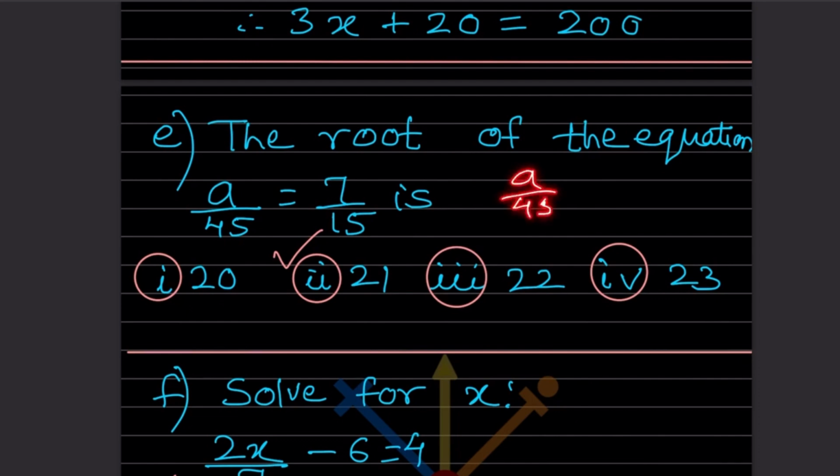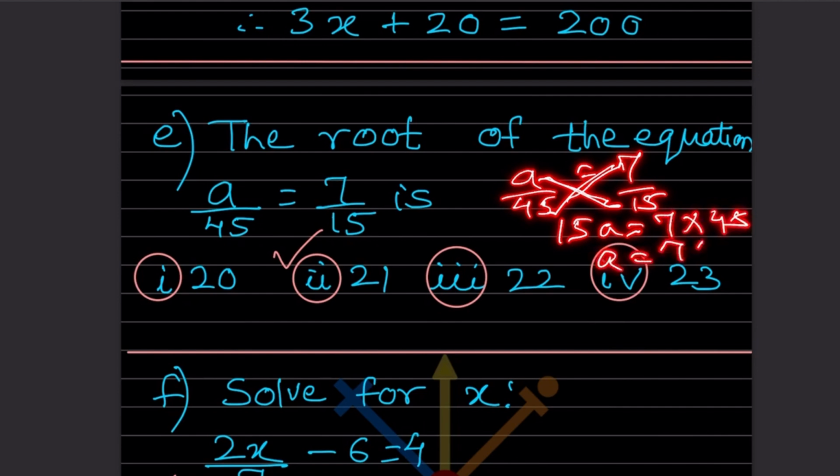A by 45 is 7 by 15. So what will we do? We'll use the cross multiplication method. So a by 15 means we'll write 15a is equal to 7 into 45. So a is 7 into 45 as it is, and this is multiplication, so it goes over here. So this is 15. 15 ones are 15, threes are 7 threes are 21. So 21 is the option.